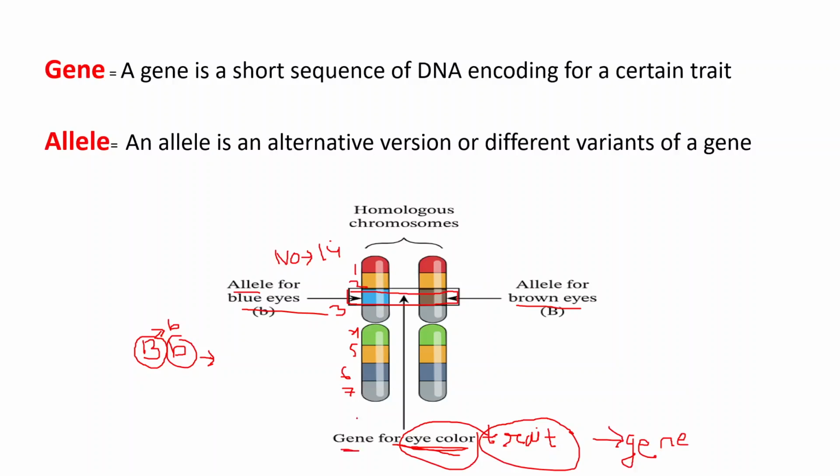Understood? Or you can say, like in one gene there are two alleles, allele 1 and allele 2. Allele 1 can have different variants, and allele 2 also has different variants. Like that.